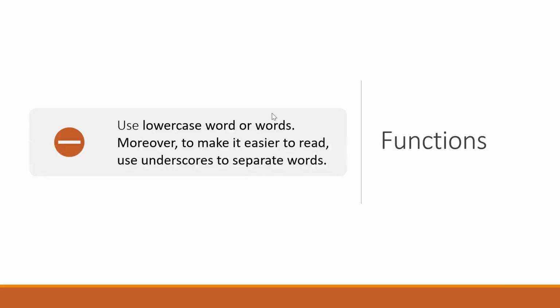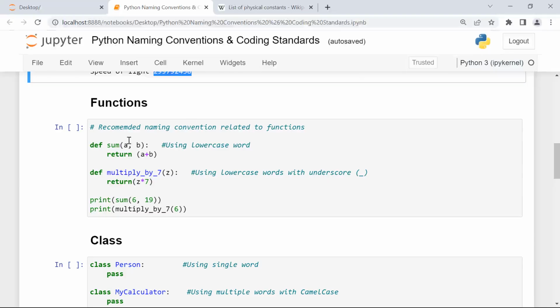Now after constants, let's discuss functions. For functions in Python, we should always use lowercase words. Moreover, to make it easier to read, we can use underscores to separate multiple words. So let's discuss an example related to that as well. Here we can see an example related to functions.